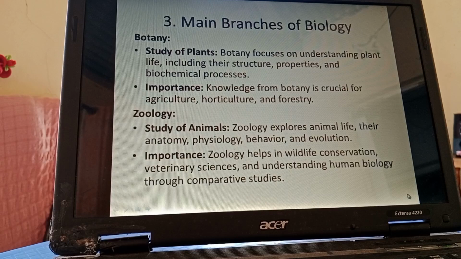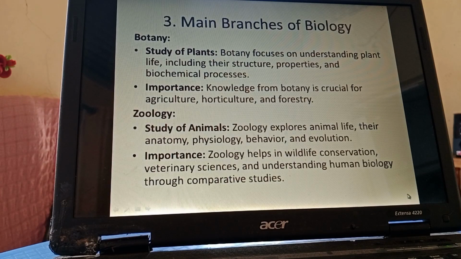Zoology is the next main branch, where you have it being defined as the study of animals. Zoology is the study of animals. Zoology explores animal life, their anatomy, physiology, behavior, and evolution. And the importance of zoology in biology is that zoology helps in wildlife conservation so that we can have foreign exchange from tourists, and veterinary sciences to take care of our animals.